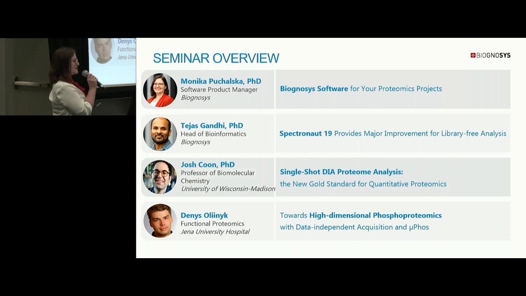Then we will have our first external guest speaker, Josh Coon from the University of Wisconsin-Madison, professor of biomolecular chemistry. His talk is about single-shot DIA proteome analysis as the new gold standard for quantitative proteomics. Afterwards, we will have a second guest speaker, Denys Oliinyk, from the Functional Proteomics Lab at Jena University Hospital. And his talk will be about high-dimensional phosphoproteomics with data-independent analysis and microphos.